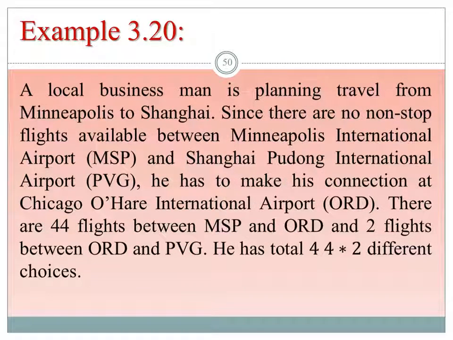So here is a simple example. We have three airports, MSP, PBG and ORT. There are 44 flights between MSP and ORT, and 2 flights between ORT and PBG. So in total there are 88 different ways to travel from MSP to PBG. This is a simple example of the application of the counting principle.